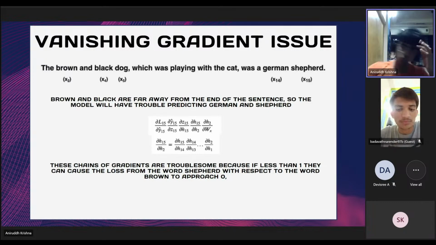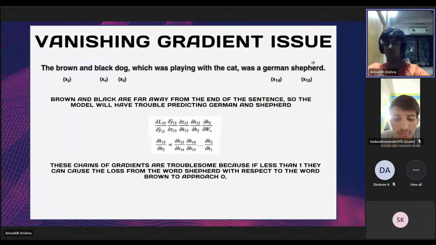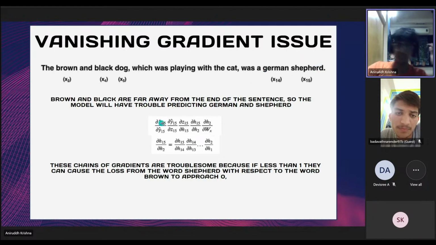This was why RNNs are not in use nowadays, because RNNs cannot work for a long sequence of inputs. They're good for small inputs, but if we give a very long sequence, they stop working. As you can see, this is the chain rule for backpropagation, and there are so many terms in this, so many multiplications. So if even half of these are less than 1, it would finally go to 0.